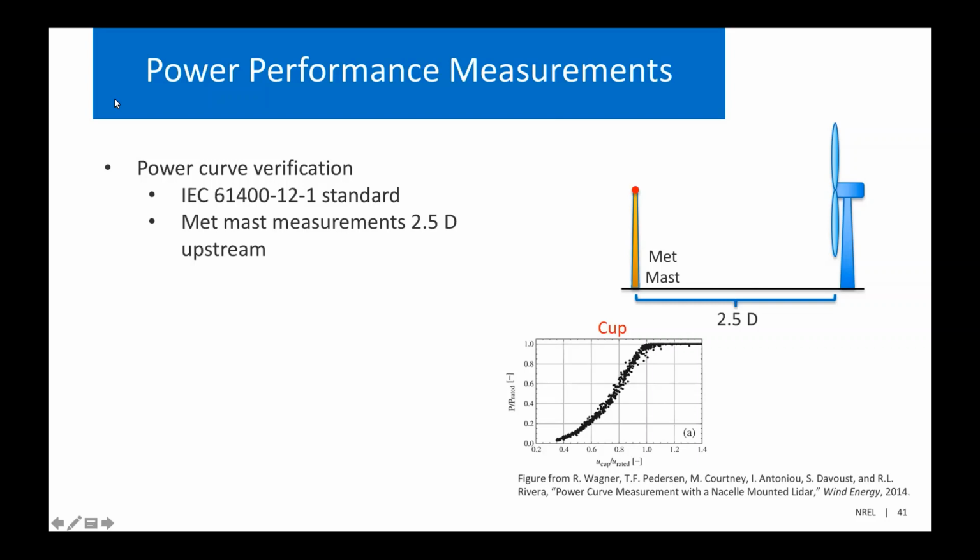The process for performing power curve verification is defined in the IEC 61400-12-1 standard. And it says you want to measure the wind at about 2.5 rotor diameters upstream of the turbine using an anemometer on a met mast. So the second edition of this standard actually allows for ground-based LiDARs to be used to measure the wind, but you still need to combine that with a met mast, just a smaller met mast.